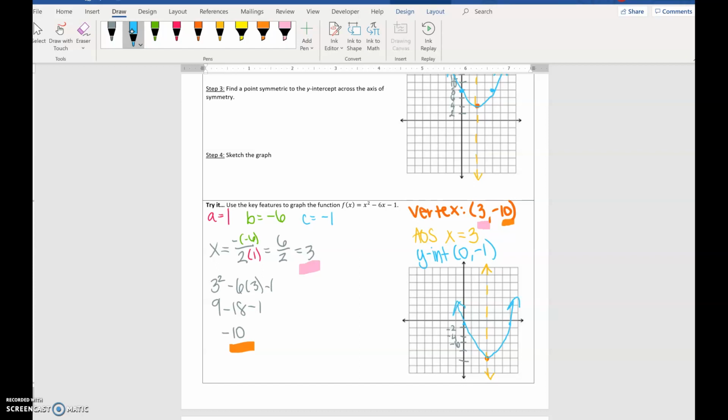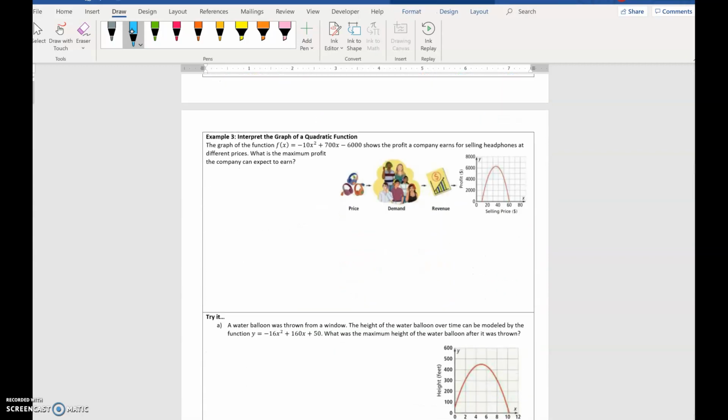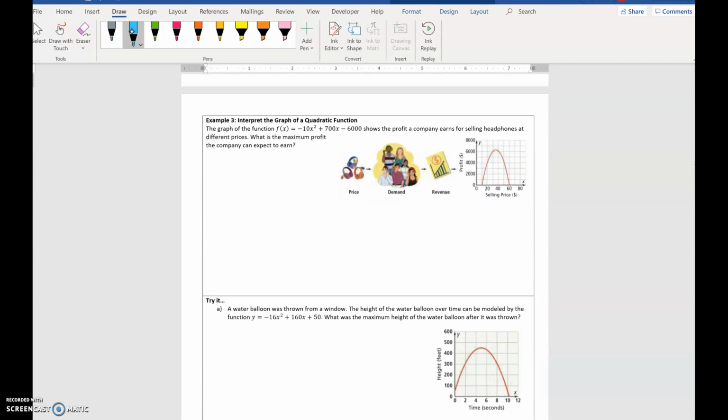Okay, so now we're going to go to the next example. We have the graph of the function f of x equals -10x² plus 700x minus 6,000, which shows the profit a company earns for selling headphones at different prices. What is the maximum profit the company can earn? So the max would be the vertex. So we need to find the vertex, this point right here.